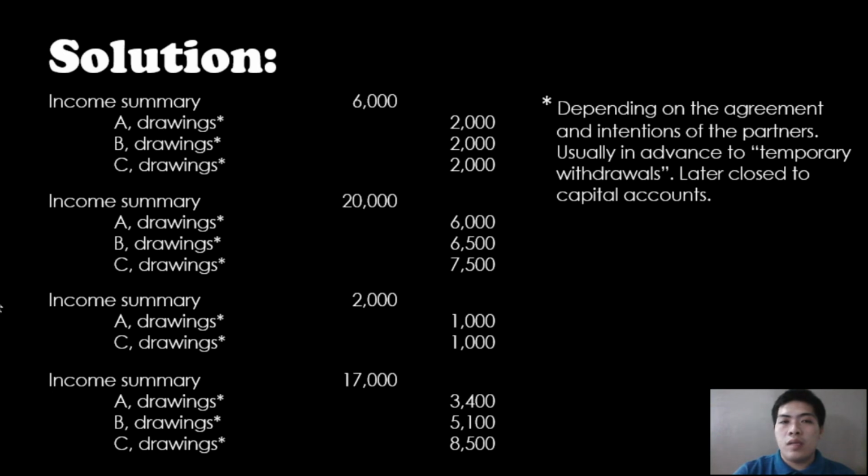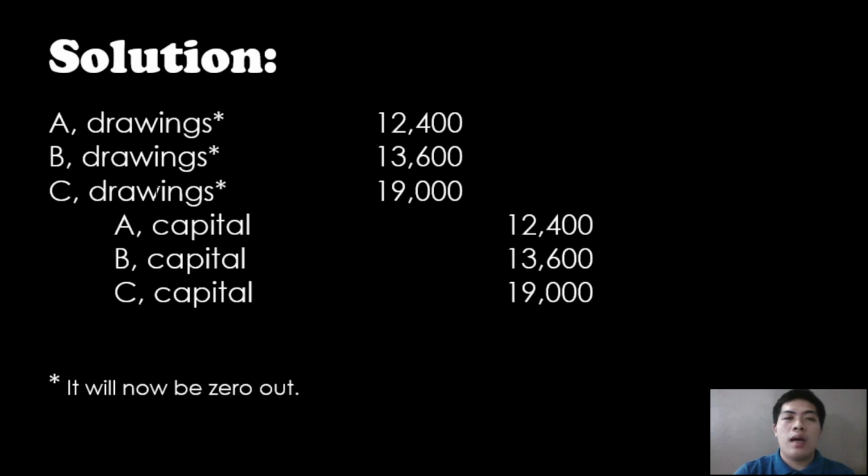Or we can have it this one. Yung presentations ng ibang author. Separate lang dun sa salaries, separate din sa interest, separate sa bonuses, then separate sa excess ng profit. Then, i-close yung total nun ng drawings, i-close dun sa capital accounts, showing their share in the profit. Okay?